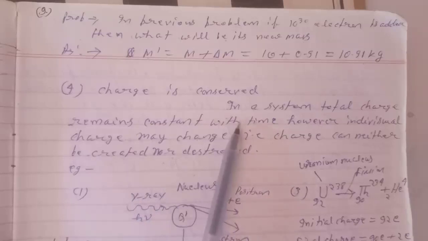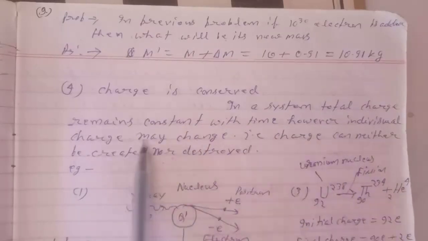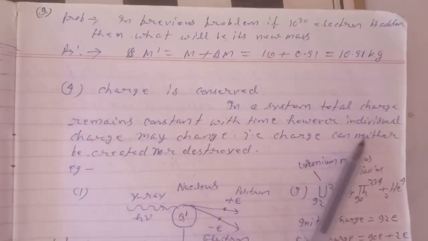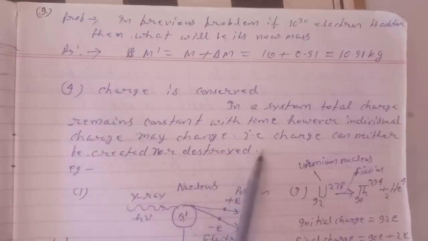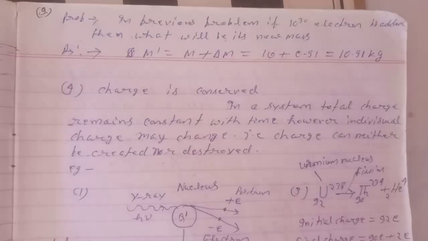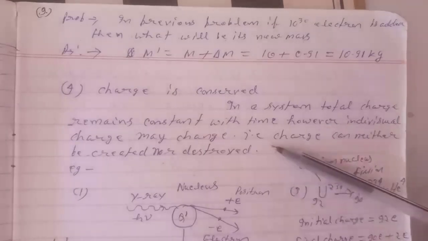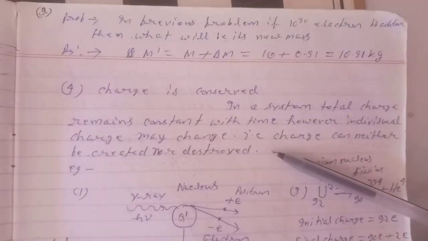The next property is that charge is conserved. In a system, total charge remains constant with time. However, individual charges may change. That is, charge can neither be created nor destroyed. It means that if we take a system, then the total charge will be conserved, but the charge on a single body or on different bodies may change.